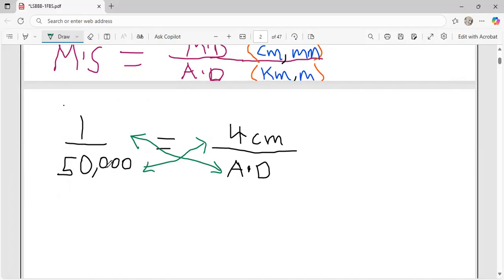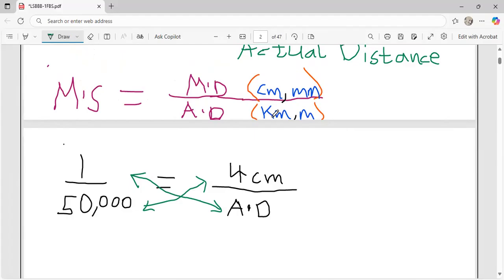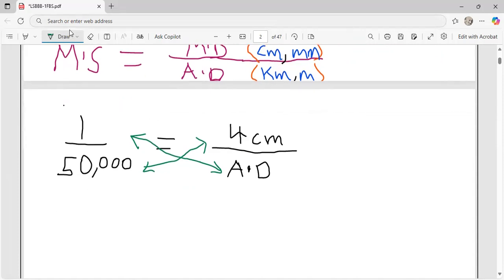Yes, the 4 centimeters will come and multiply the what? 50,000. Then the actual distance will go and multiply the one. But take note that the actual distance is measured in what? Kilometers or meters. So even after getting your answer, you have to decide to convert it into what? Kilometers or meters. As simple as that.